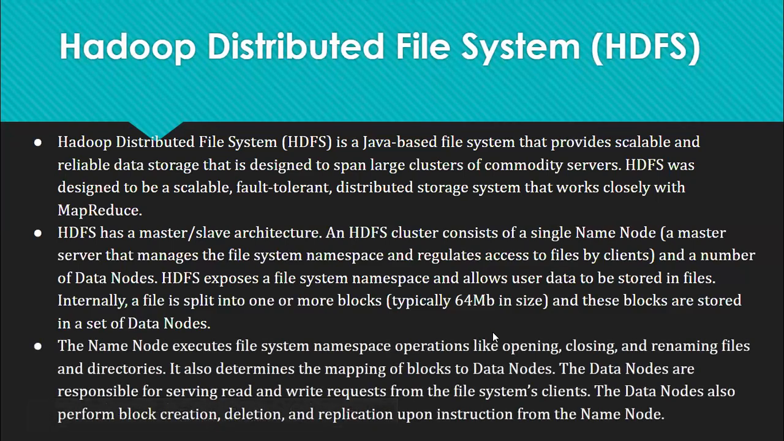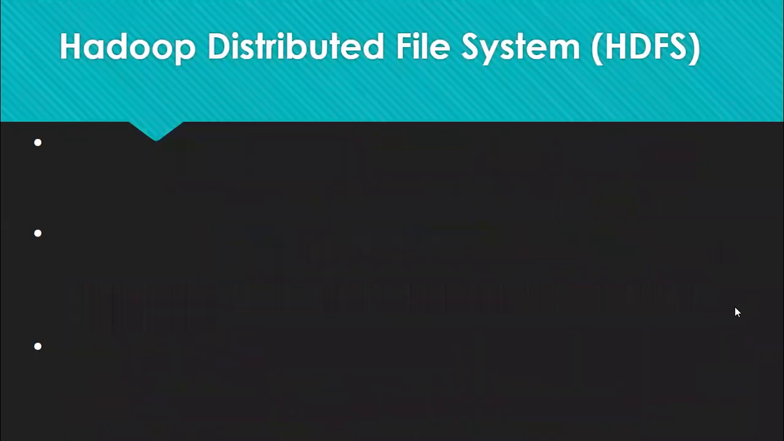The name node executes file system namespace operations like opening, closing, and renaming files and directories, whereas the data nodes are responsible for serving read and write requests from the file system client. The data node also performs block creation, deletion, and replication upon instruction from the name node. So a data node only works when some instruction comes from the master node, the name node.